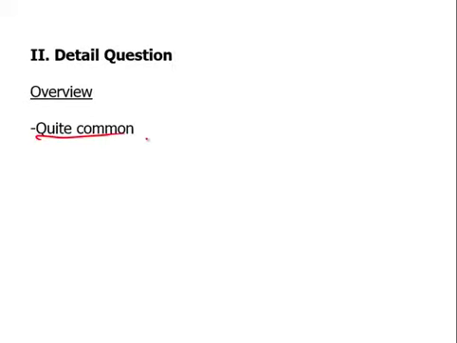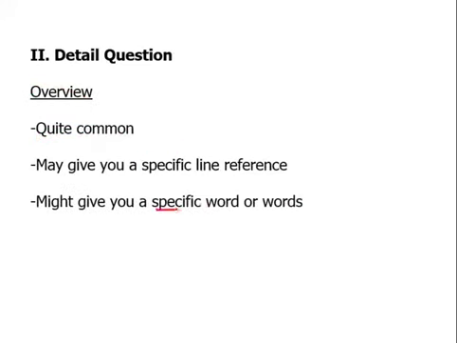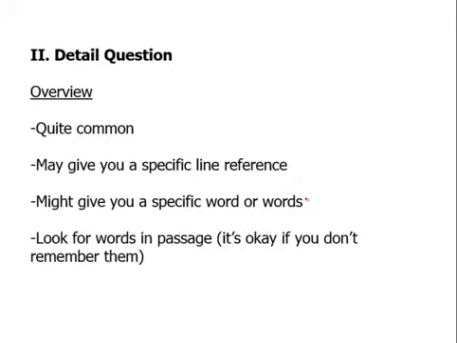You typically see it more at the lower levels versus a question type such as inference, which tends to come up at the higher levels. A detail question gives you a specific line reference or a specific word or words, and you have to go back to the passage and answer the question. Where you have to actually look for the word, it may take a little bit of time, but don't worry, you don't have to remember the specific word or where it is in the passage. As long as you're scanning and looking for it, that should help.